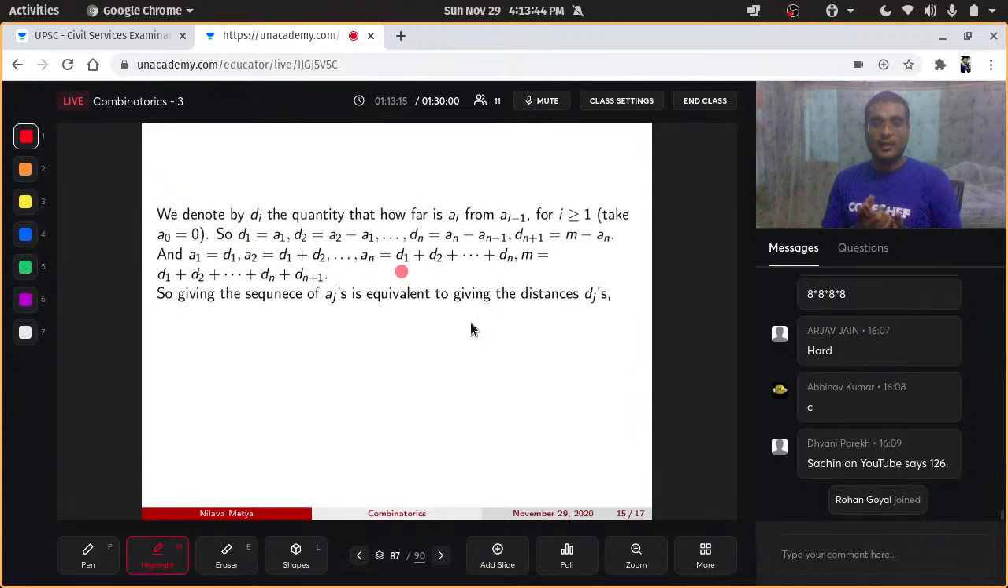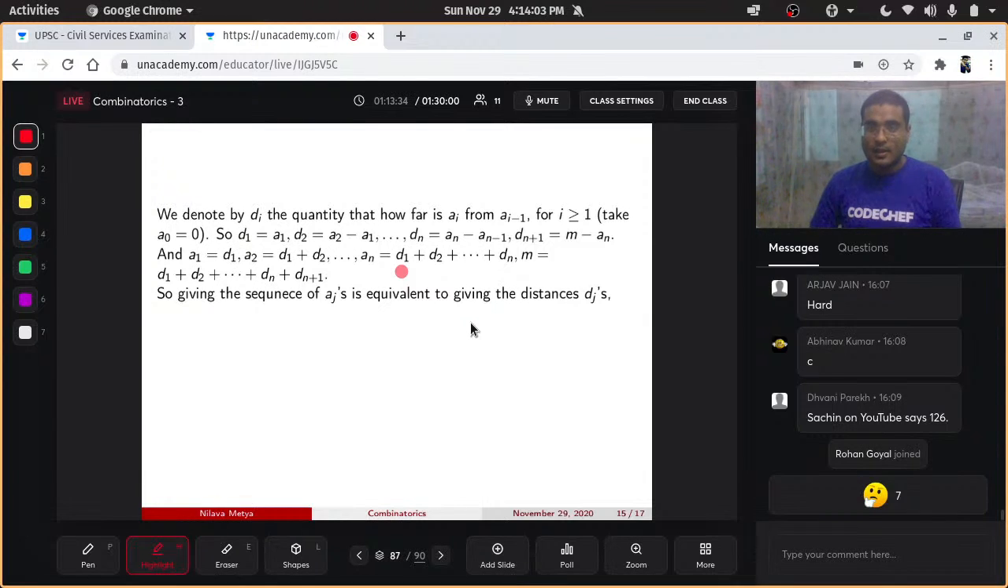Yes, I can, because D1 is just A1, so 0 till A1. So I'm saying that if I give you the numbers, this A1, after that A2 is there, after that A3 is there, and so on, then you find the distances between them.